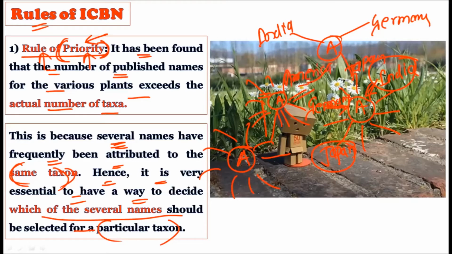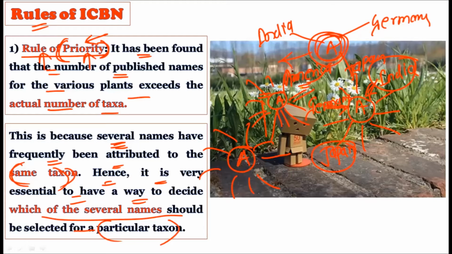Now the question arises: which one is the legal name? And what are the rules to decide which one is the legal name in this scenario? For example, species A is described by all 4 countries, and the researchers of all 4 countries have given their own names. So which one should be given priority? What are the rules regarding that? The ICBN provides the rule of priority for such a condition, that there should be priority for one of the 4 names. And who should decide this priority?